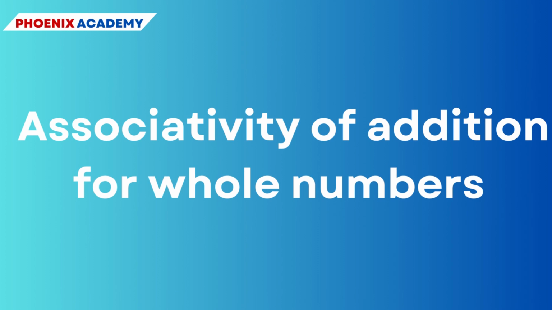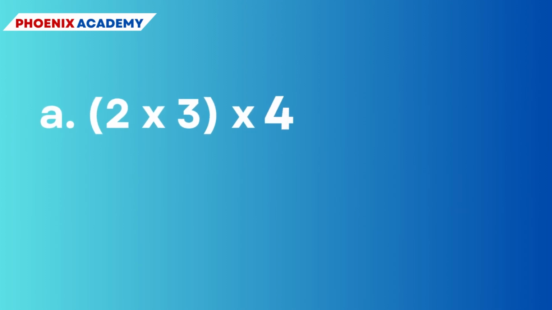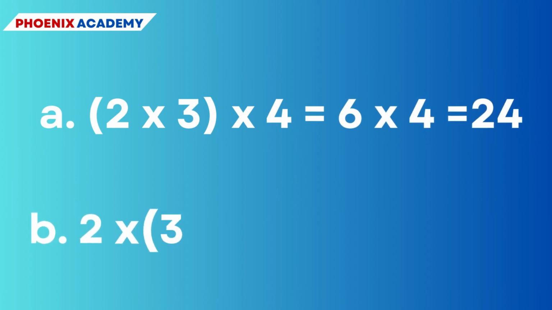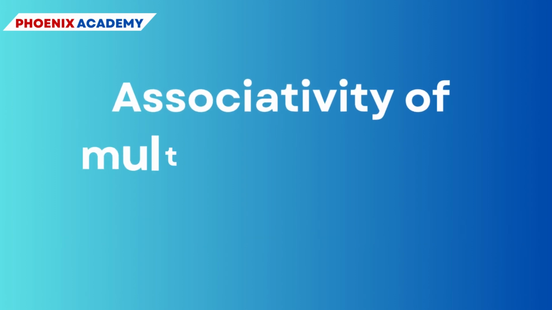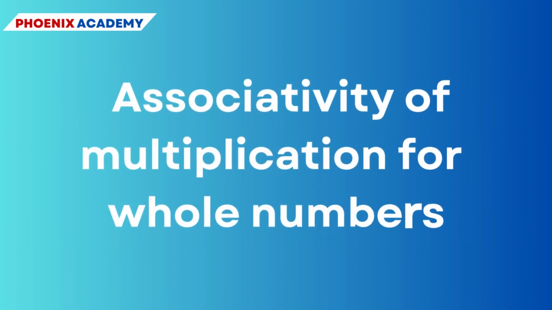We will check it for multiplication also. Here in A, we multiply 2 and 3 first and then multiply 4 with the product of 2 into 3. And in B, we multiply 3 and 4 first, then multiply 2 to the product of 3 and 4. We get the same answer. This is associative property for multiplication of whole numbers.